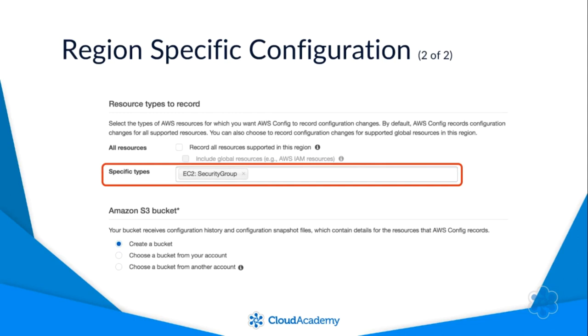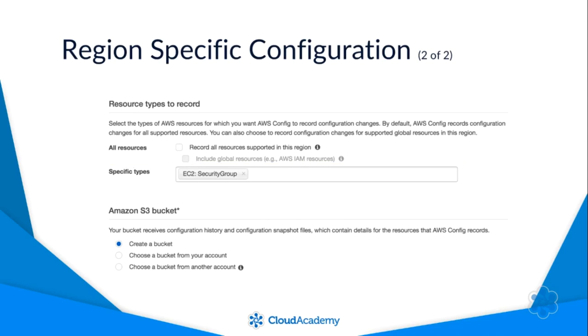In another region, you could select to only record a specific type of resource, such as security groups, with no predefined rules allocated. Some of you may be wondering, what if the service you want to monitor is not region specific, such as IAM? Well, in this case, there is a separate option to include global services, which IAM falls under.